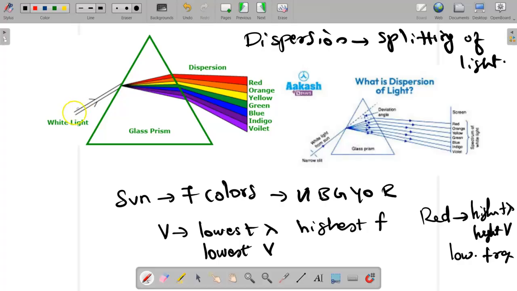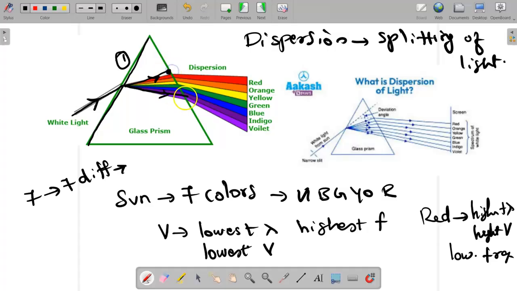Now you can see here white light is entering into the glass prism at surface 1, and it refracts. When it refracts, it splits. Why does it split? Because all the 7 colors have 7 different wavelengths and speeds. So as they have different speeds, they split. They spread out, split and separated.